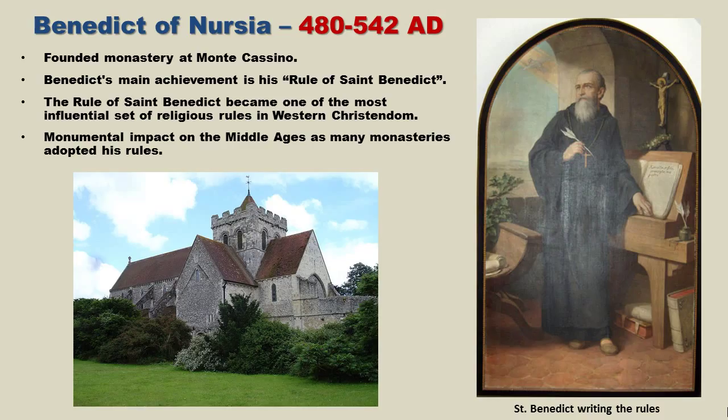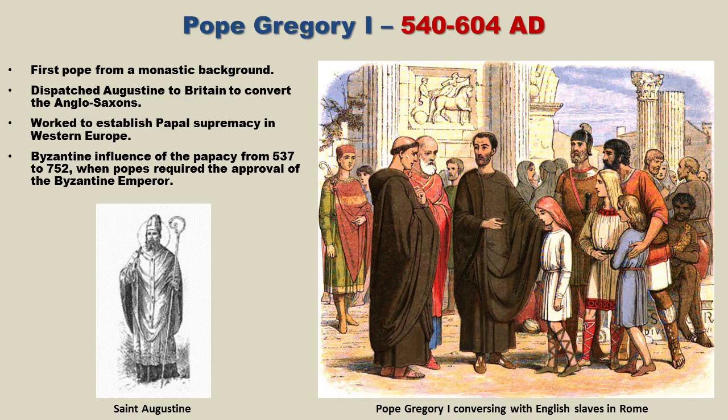Now, there were other orders established as well. There was the Cistercian order, who were often called the white monks. Now, Benedictine monks often wore a black robe. Now, also, there were the Franciscans, and these were friars. Now, friars were a little bit different than monks. They usually traveled from town to town and often placed themselves with the common people, whereas monks often lived in seclusion in monasteries.